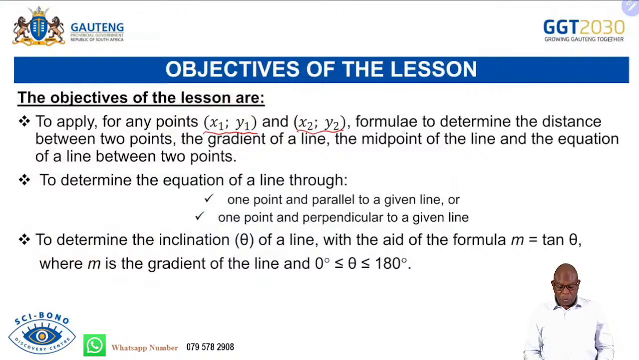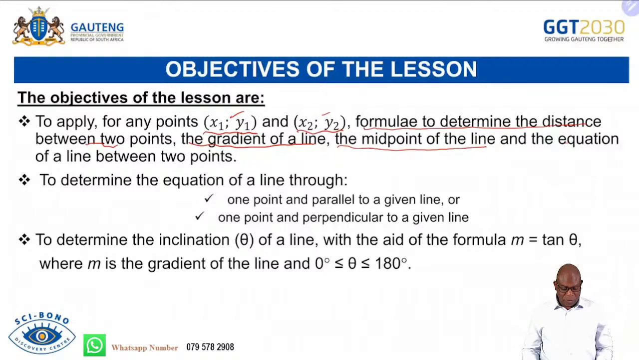So we're going to look at the formula to determine the distance between the 2 points. That's one thing that we're going to be looking at. The gradient of the line is also what we're going to be looking at, as well as the midpoint of the line and the equation of the line between the 2 points. On all these things, we're going to be using 2 points, any given 2 points, x1, y1, x2, y2.